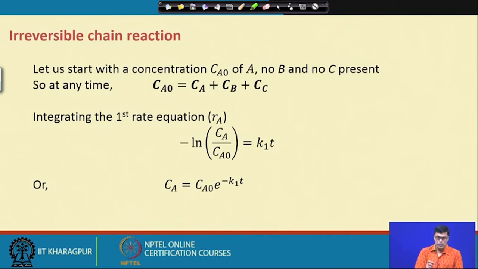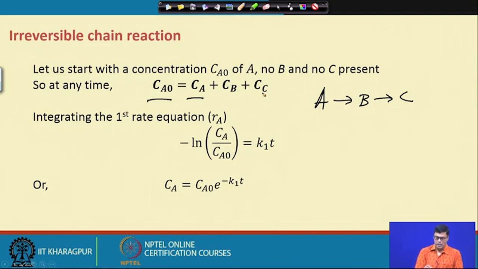Now here we know that the total initial concentration of A would be equal to the concentration at any point of time. This is the equimolecular conversion. Equimolecular conversion means one mole of A is converted to one mole of B, and one mole of B is converted to one mole of C. So I can write CA0 equal to CA plus CB plus CC.